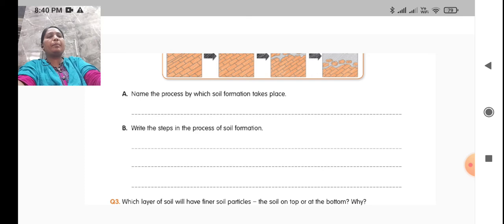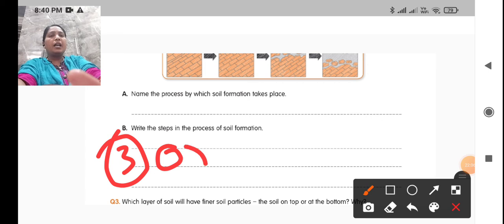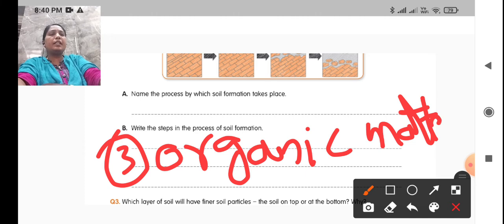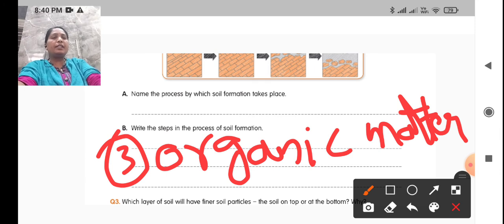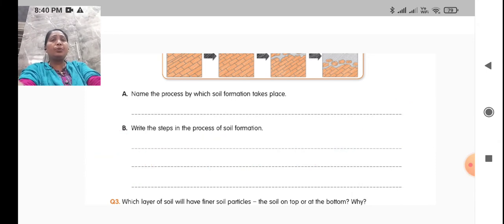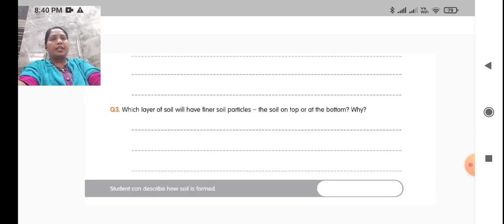And in the third step, organic matter is formed. Wherever the organic matter is there, the plants can grow. And the fourth step, germination of plants takes place. Like this, you can write the answer in three points in your own words, and what you understood from the lesson. Please use the clues which I gave you and write the answer. Okay, and now we will see the third question.